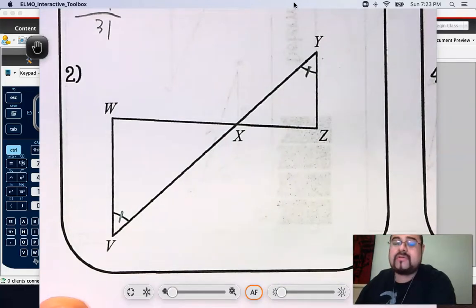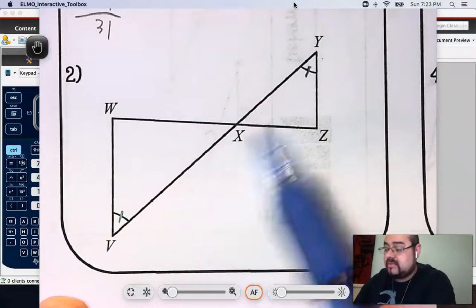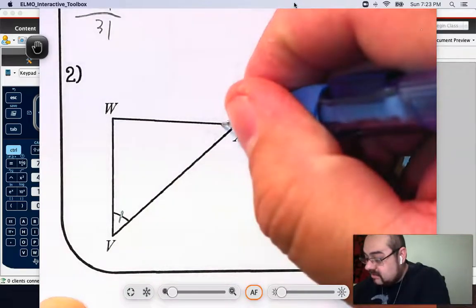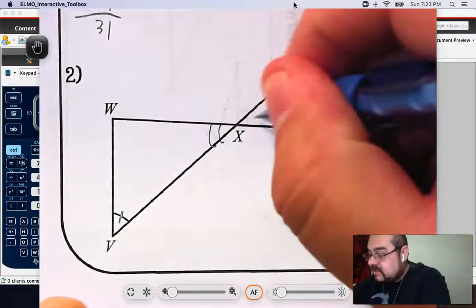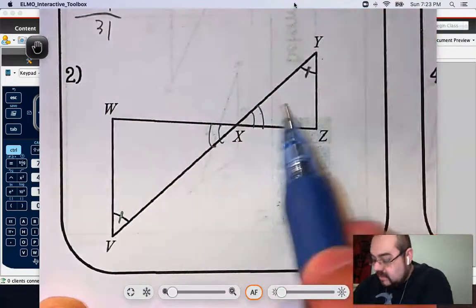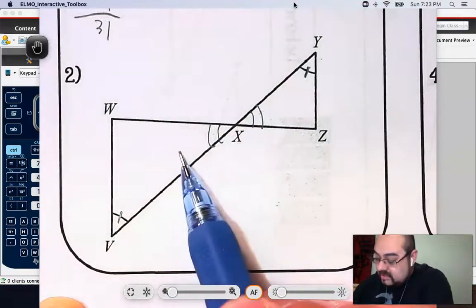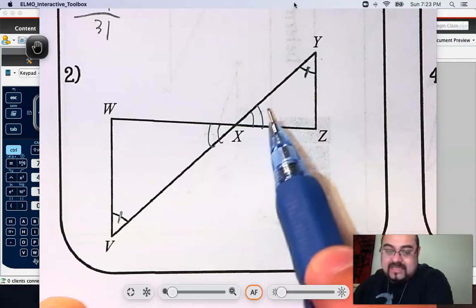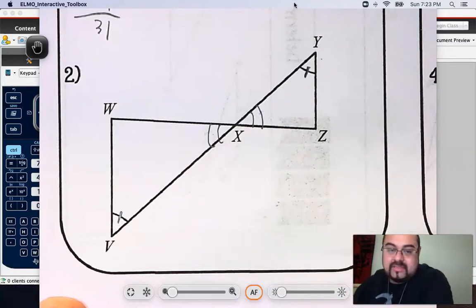Remember, vertical angles are angles that are opposite of each other. And the rule is, if you have vertical angles, those angles are congruent. They are equal to each other. So we don't know what the degrees are here or here, but we know they're equal to each other. So we can safely say angle X is congruent to angle X. Going this way is angle X, going this way is angle X. It just happens to be the same exact angle, so they are congruent to each other.